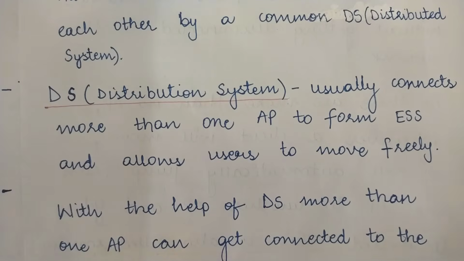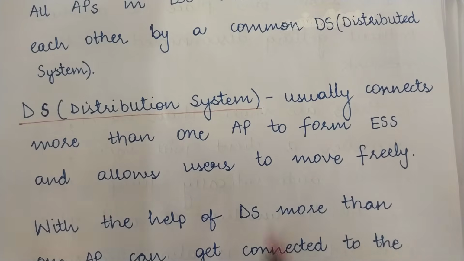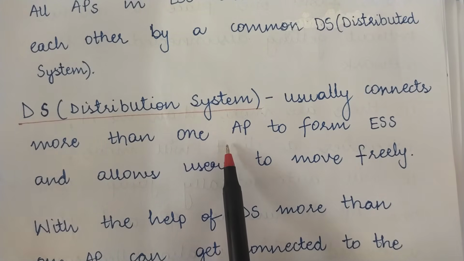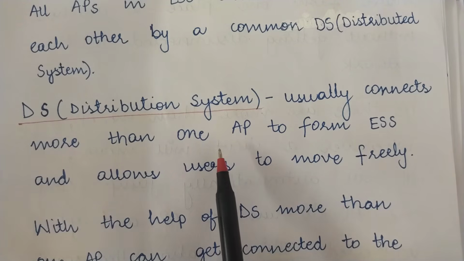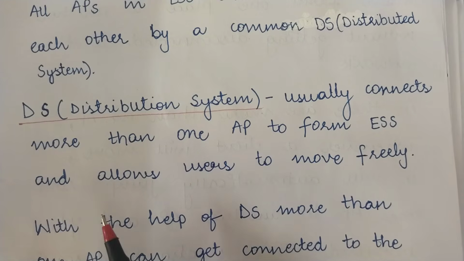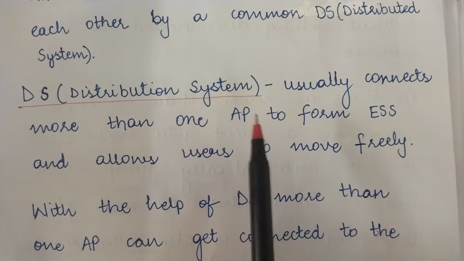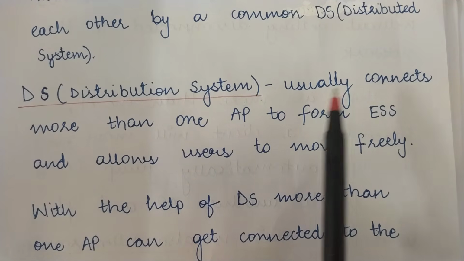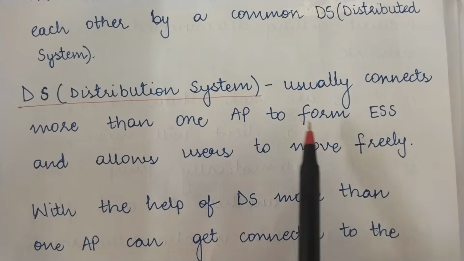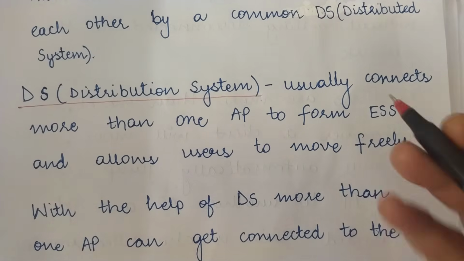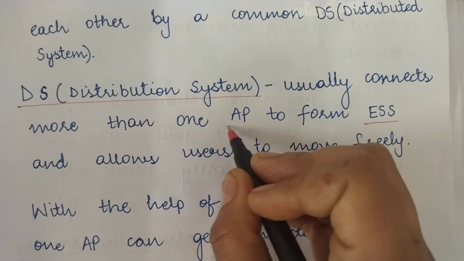Okay, now let's have a look at the distribution system, or the DS. Usually it connects more than one AP, that we have already seen. All the APs need to be connected to the distribution system to provide roaming services, so that the clients on the go can jump directly from one AP to another. For this you need to have a distribution system. So usually the distribution system connects more than one AP to form the extended service set, or the ESS, right?